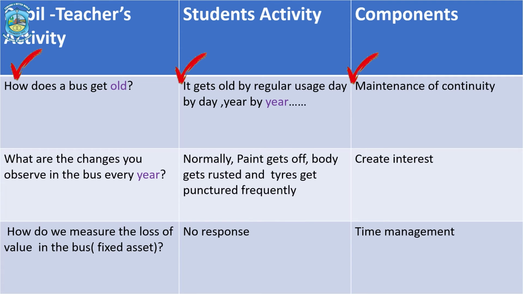Now, next under pupil teacher's activity, you can see the next question is, what are the changes you observe in the bus every year? So, the expected answers from the students can be normally paint gets off, body gets rusted and tires get punctured frequently. And we are moving towards the end. So, yes, as students are responding to the question, they are listening carefully. So, we have written the component create interest over here.